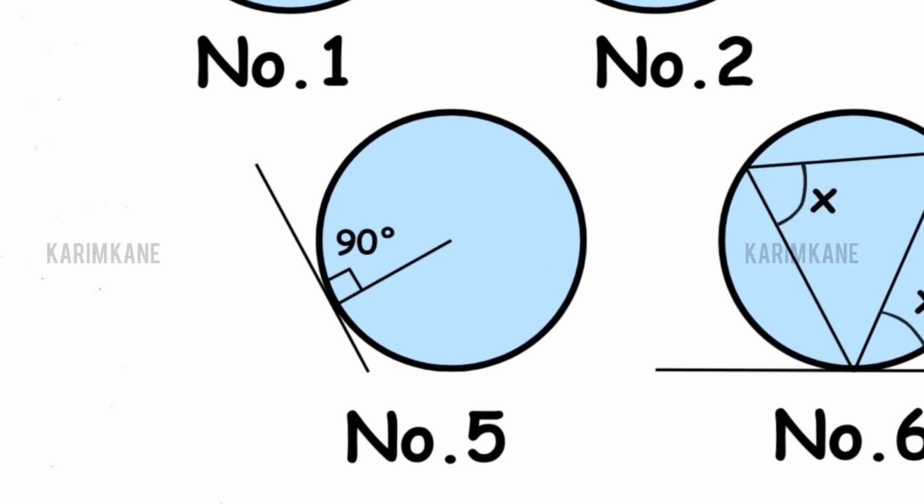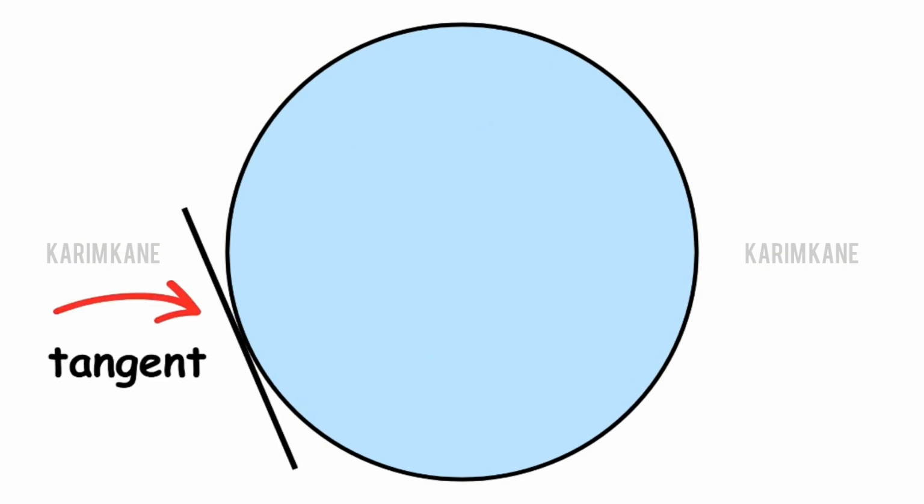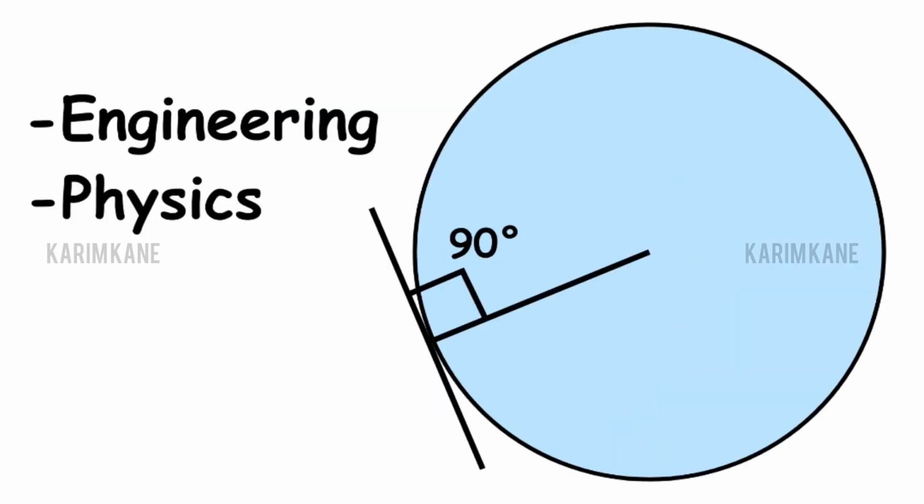The fifth circle theorem is the tangent and radius theorem. If a straight line just touches a circle at one point, it's called a tangent. And guess what? The radius of the circle at that point is always perpendicular to the tangent. It's a common principle used in engineering and physics.